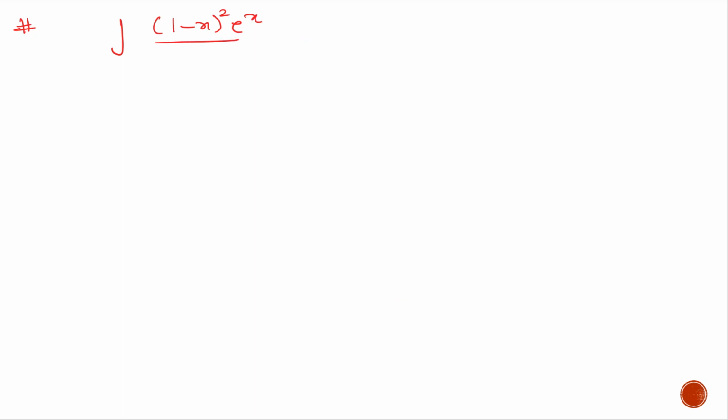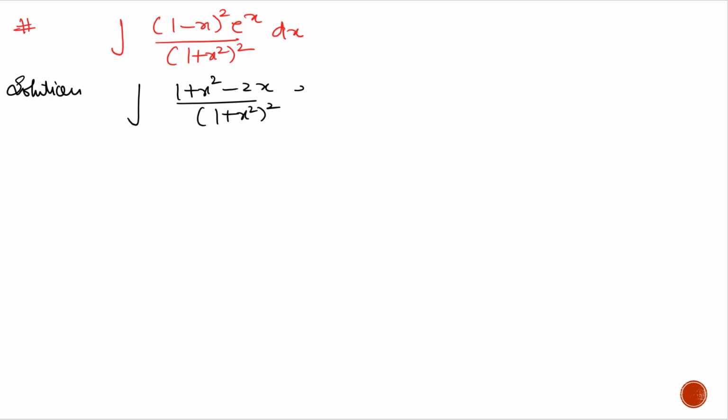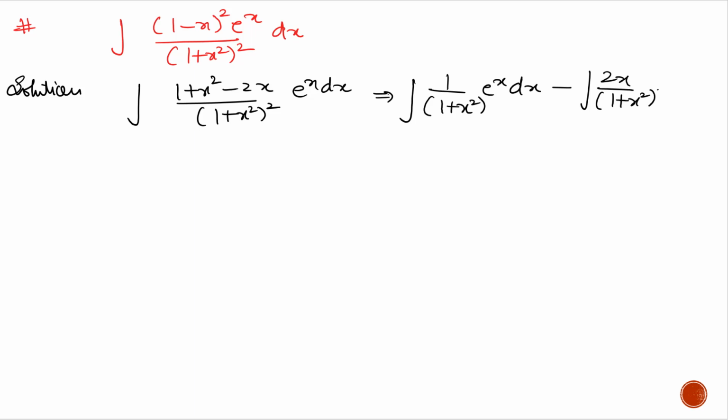Next example. Integrate (1 minus x) whole square into e raised to power x divided by (1 plus x square) whole square with respect to x. First we simplify the numerator and we'll get (1 plus x square minus 2x) whole divided by (1 plus x square) whole square, and the whole multiplied by e raised to power x dx. Now we'll divide this question into two parts and we will get 1 upon 1 plus x square into e raised to power x dx minus 2x into e raised to power x divided by (1 plus x square) whole square. Now we'll solve the first part.